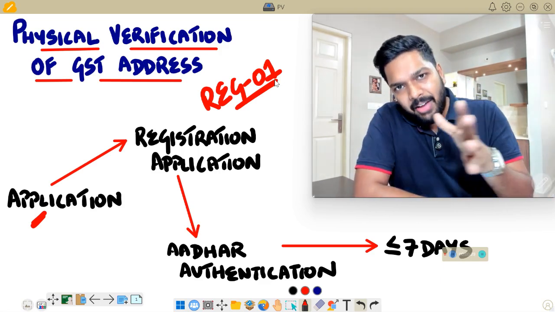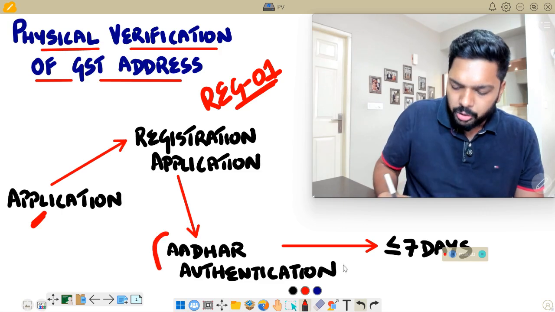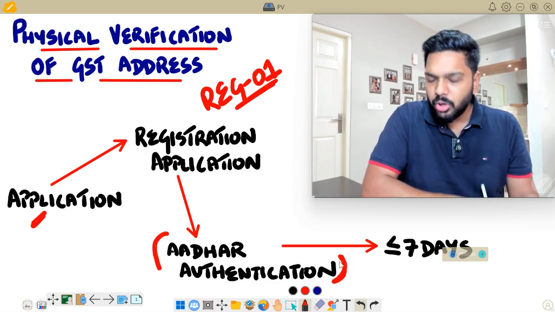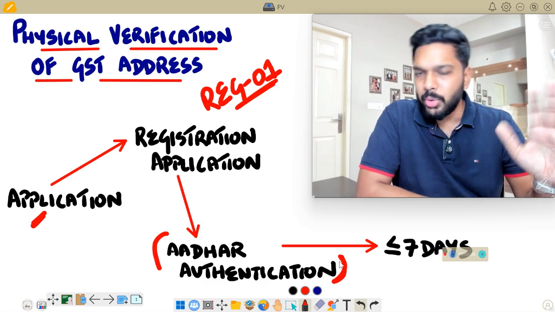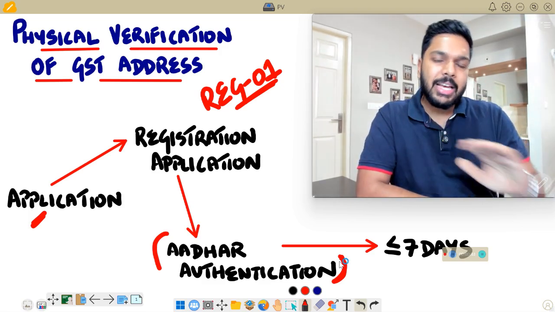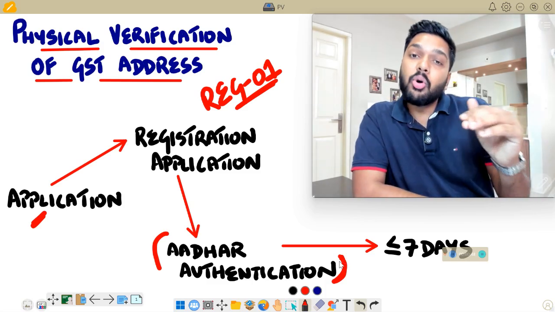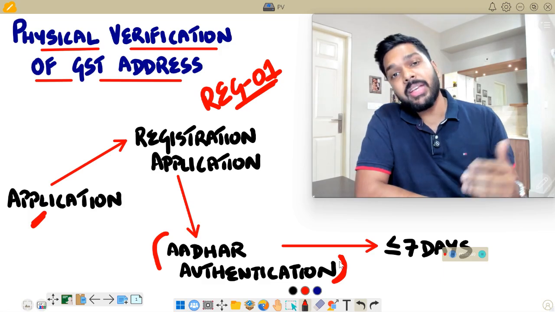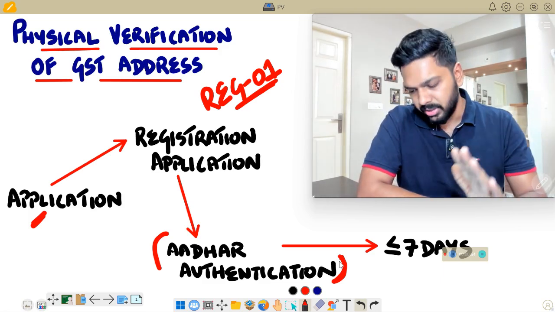And towards the fag end of the application form, you will find an option for Aadhaar authentication, wherein you enter your Aadhaar number and an OTP shall come to the mobile number linked to the Aadhaar. You enter the OTP and your registration application in REG-01 is set to be submitted. Now you also have an option to upload the documents in case you don't have an Aadhaar number. You can upload some KYC documents and complete the process.